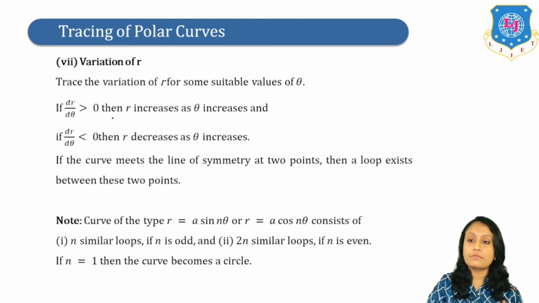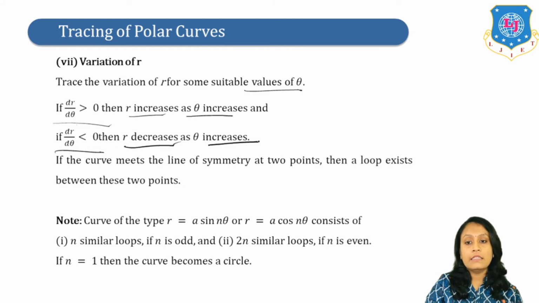Now we will discuss the variation of r. So trace the variation of r for some suitable values of theta. If dr by d theta is greater than 0, then r increases as theta increases. And if dr by d theta is less than 0, then r decreases as theta increases. Now if the curve meets the line of symmetry at two points, that is, if the intersection points are two points, then a loop exists between these two points.